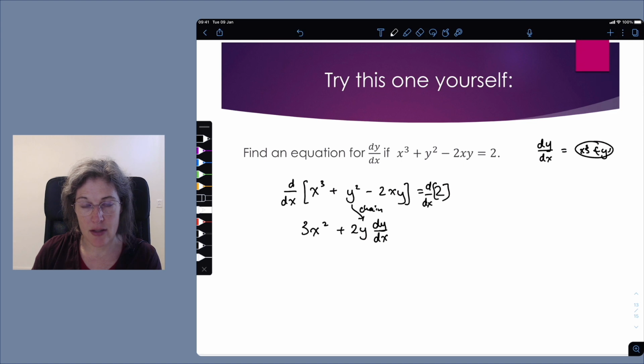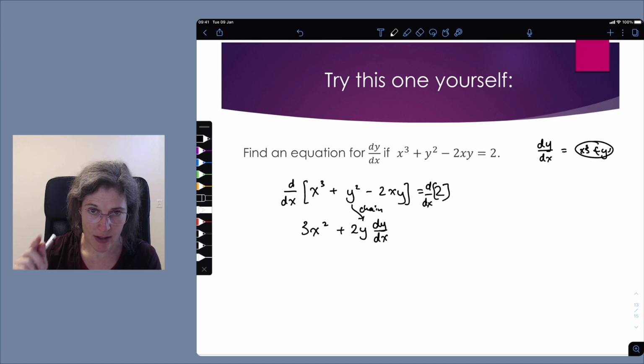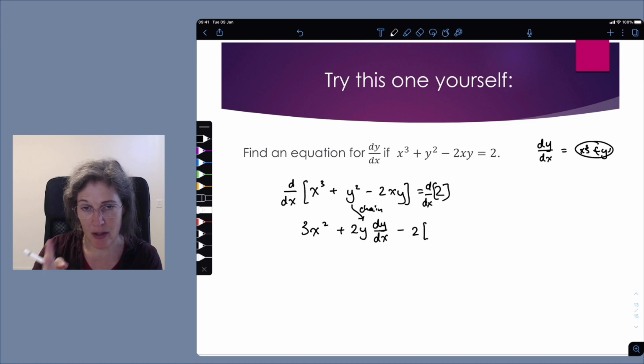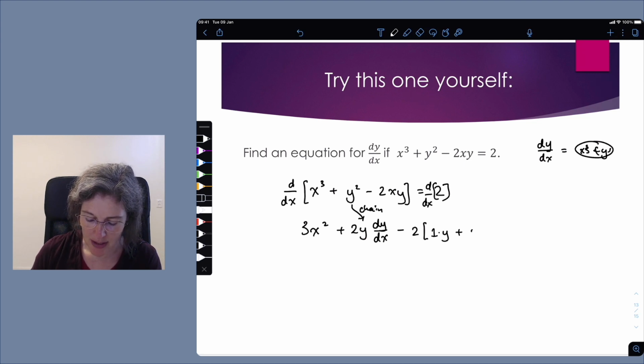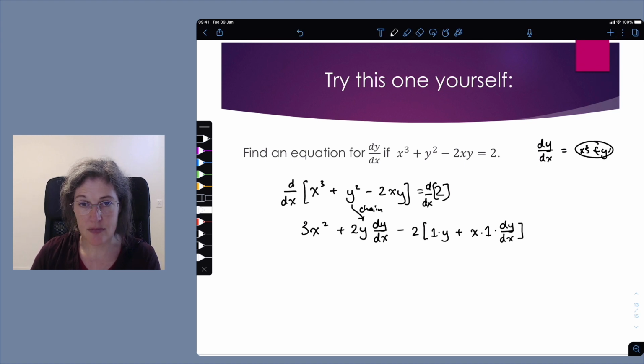The next term that I look at, I've got a minus 2 times x times y. So I'm thinking of this as a product and remembering that y is a function of x. So I'm going to have a minus 2, I'm just taking that out because my constant multiplies, and now I'm going to do the product rule on my x times y. So derivative of x is just 1 times y plus x times the derivative of y, and that's going to be 1 times dy by dx. Again, it's a chain rule. Not quite done because we need to do the right-hand side, so now I need the derivative of 2, which is just 0.